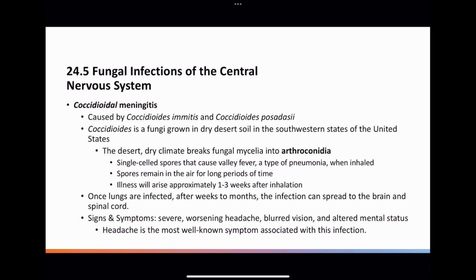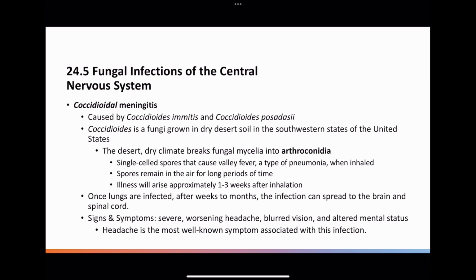Coccidioides is a fungus that grows in the dry desert soil in the southwestern states of the United States. Currently, this species is causing an endemic in these states. The dry desert climate causes the fungal mycelia to break into arthroconidia. These are single-celled spores that can cause valley fever, which is a type of pneumonia, when they are inhaled.